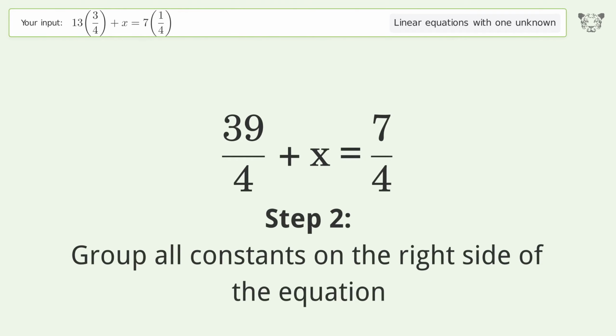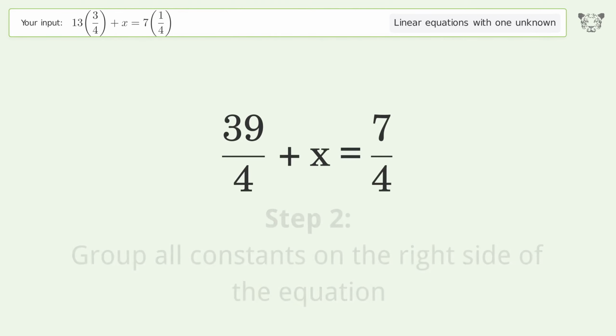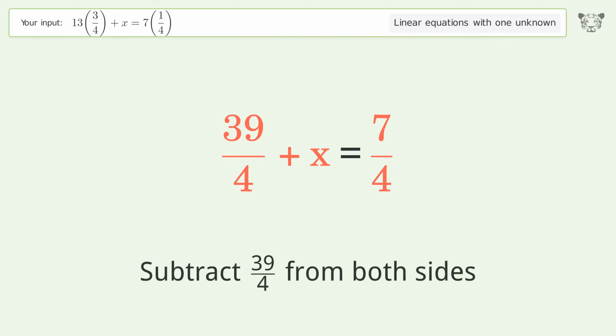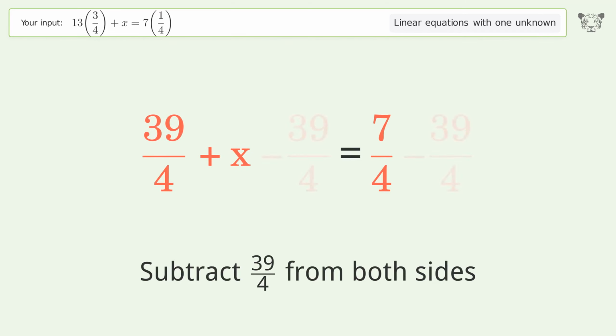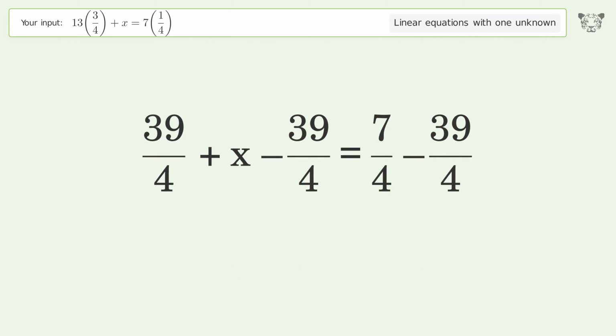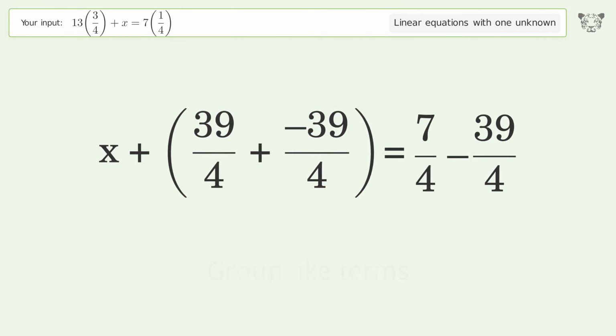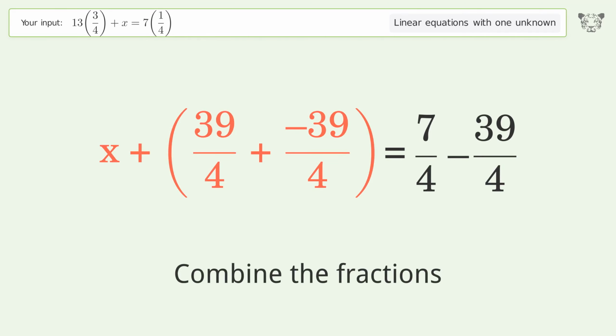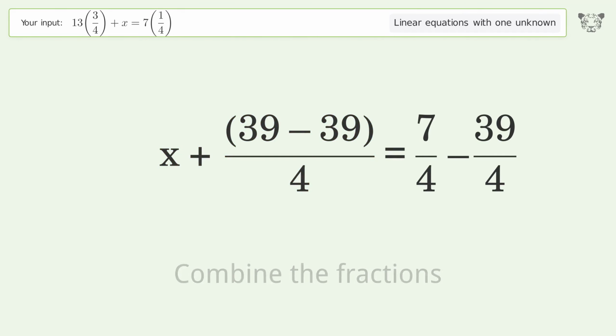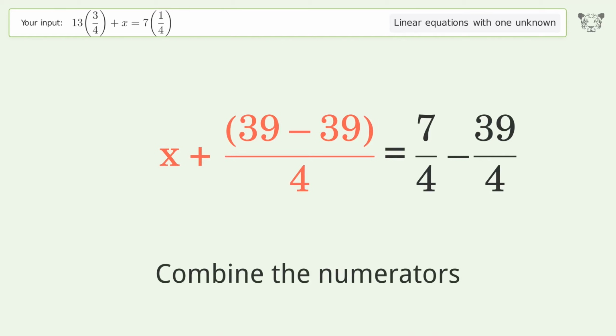Group all constants on the right side of the equation. Subtract 39/4 from both sides. Group like terms. Combine the fractions. Combine the numerators.